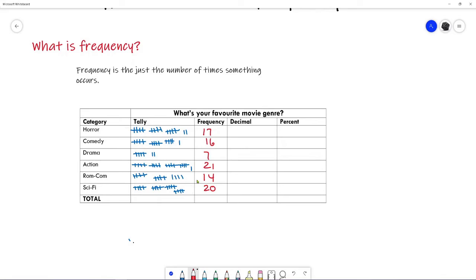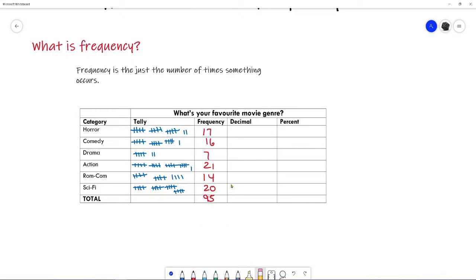Underneath, you can see a total. What I want to do now is add everything up to figure out how many people I actually surveyed in total. So I'm going to use a calculator to figure that out now. So in total, I surveyed 95 people. Okay, so in total, when I added these up, I got 95. In other words, I've surveyed 95 people in my whole survey.